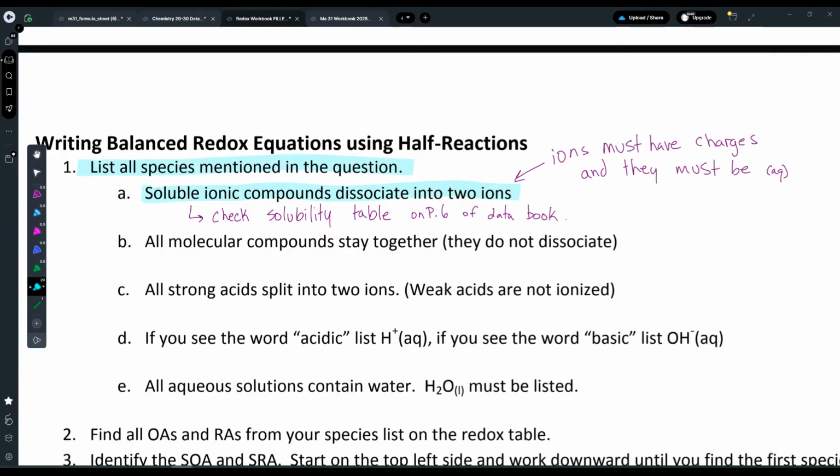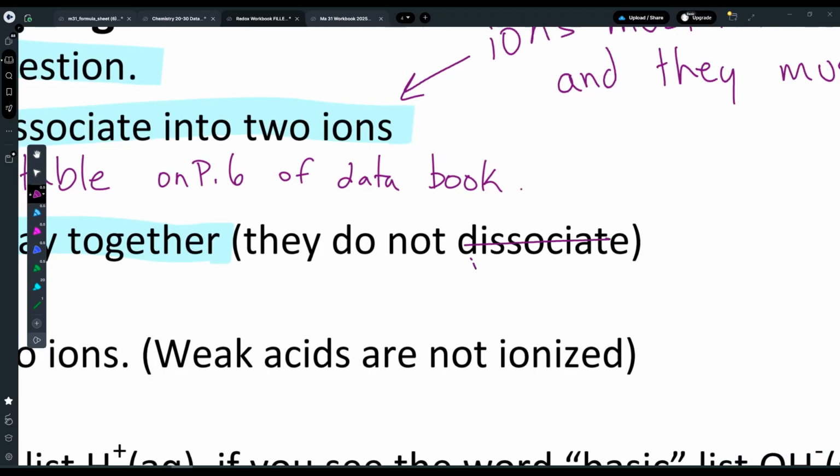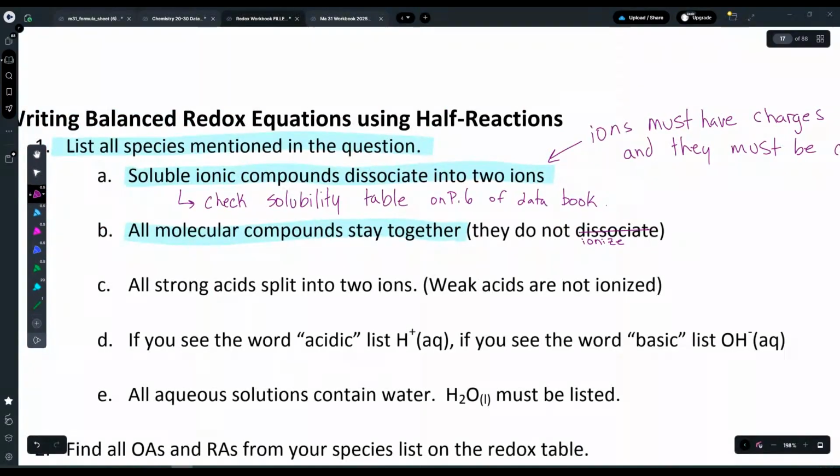For the next one, all molecular compounds stay together, so you're not going to ionize them. These notes say dissociate, but the proper word is ionize. What that means is you are not going to break up molecular compounds into their ions. How you identify a molecular compound is that they will have two or more nonmetals together. Ionic compounds are when you have a metal and at least one other nonmetal.